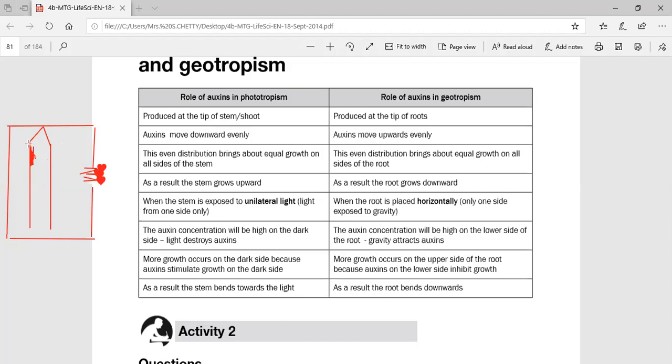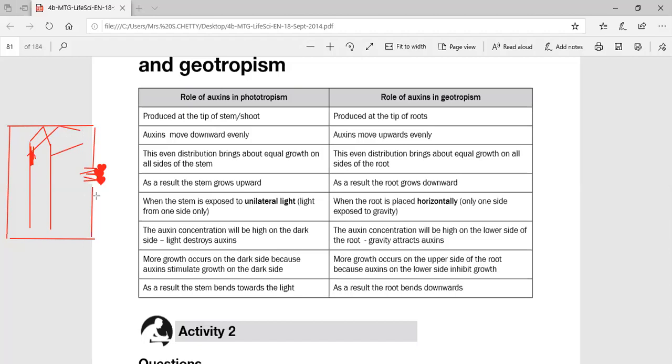So therefore, there will be a higher concentration of auxins on the brighter side. And in stems, a high concentration of auxins stimulates growth. So there will be more of what is called cell elongation and more growth on the brighter side, less cell elongation and less growth on the darker side, causing the stem to now bend. It will now bend sideways and will move towards the light.